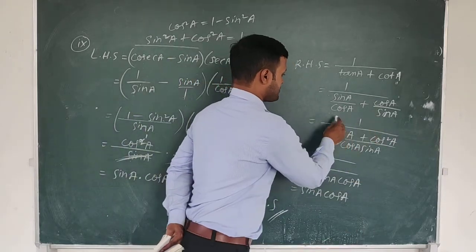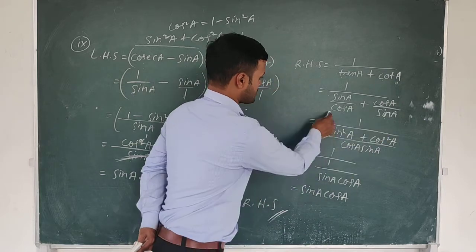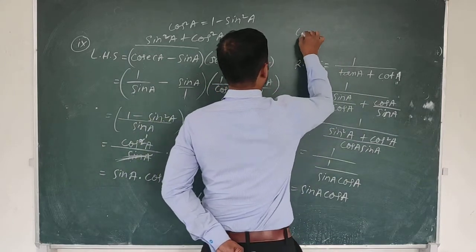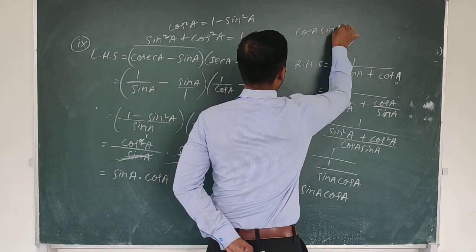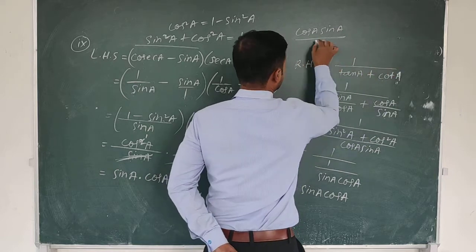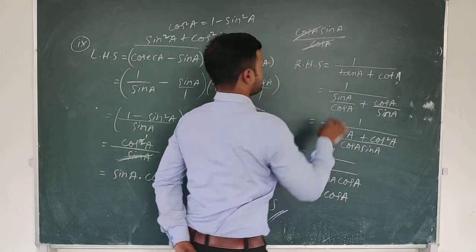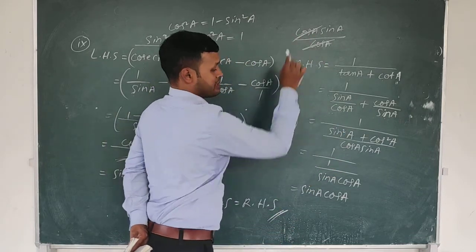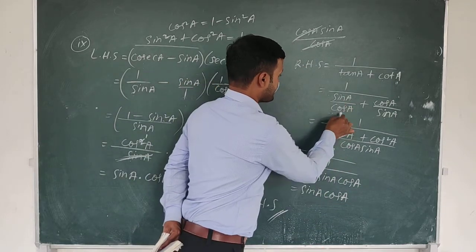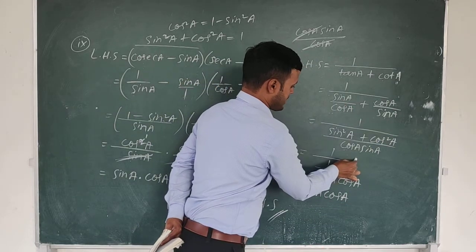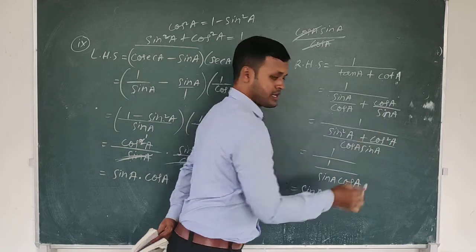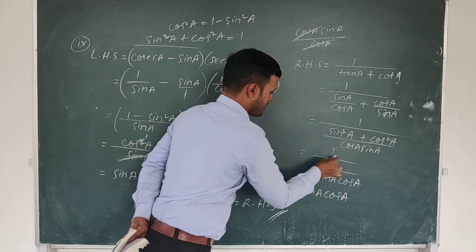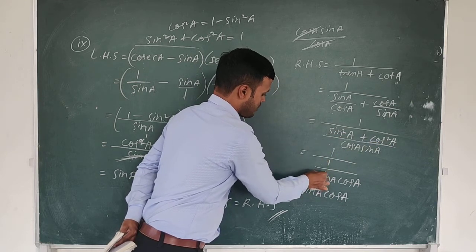So we take the LCM of cos A and sin A, which is cos A sin A. If you divide cos A sin A by cos A, sin A times it will go, so sin A into sin A is sin square A. If you divide cos A sin A by sin A, cos A times it will go, so cos A into cos A is cos square A. So sin square A plus cos square A, students, what is the value? 1. So 1 by sin A cos A.